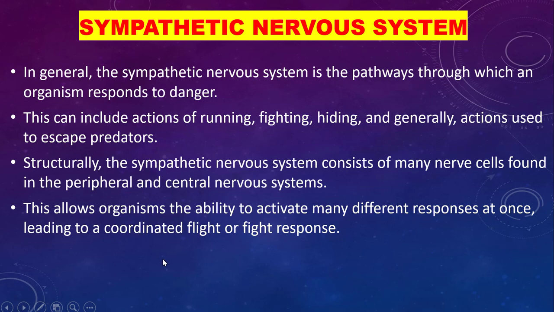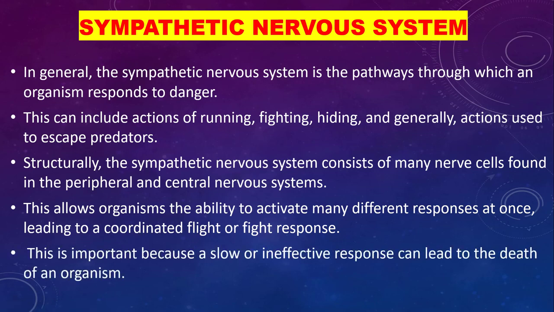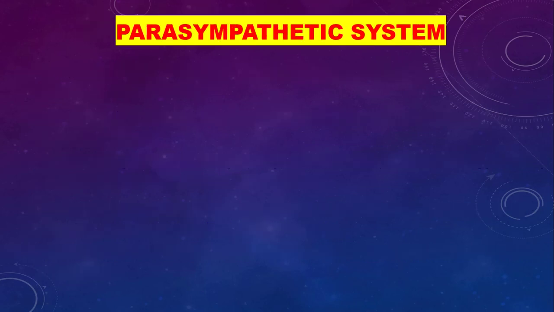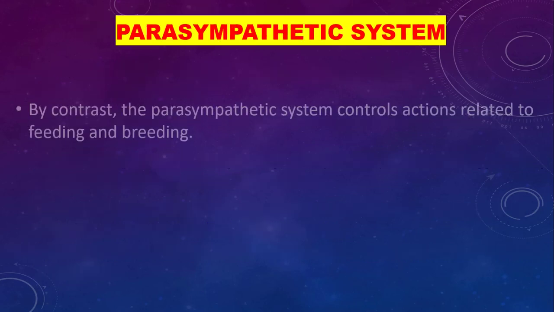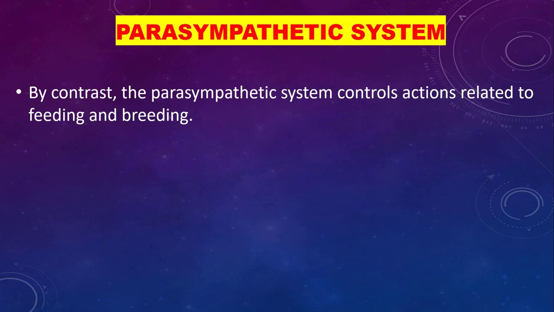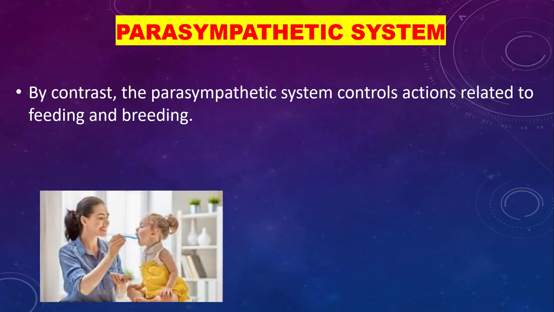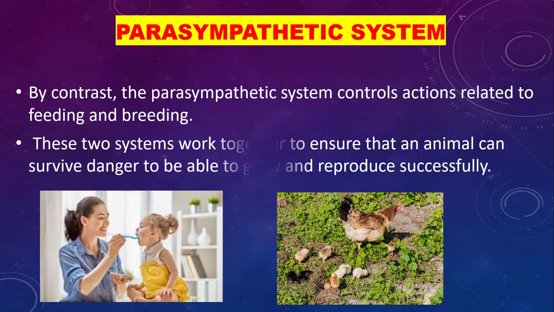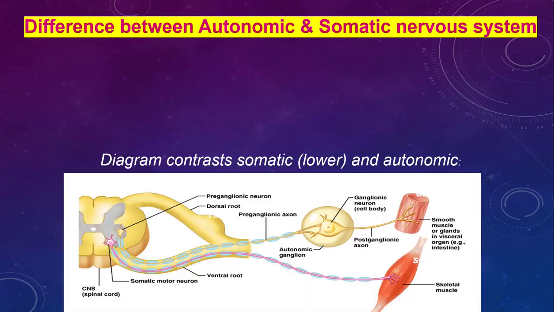This is important because a slow or ineffective response can lead to the death of an organism. Parasympathetic nervous system. By contrast, the parasympathetic system controls actions related to feeding and breathing. These two systems work together to ensure that an animal can survive danger, and be able to grow and reproduce successfully. Difference between autonomic and somatic nervous system.